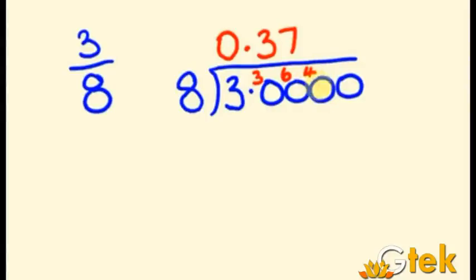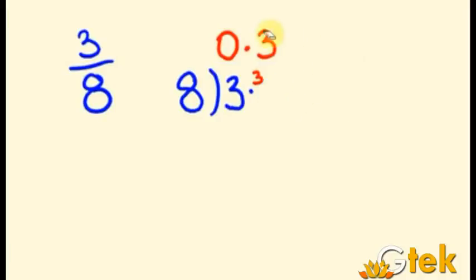Now 8 is how many times 40? 8 is 5 times 40. So it is completely divisible at this point. So the answer is 0.375, and the remaining 0 is neglected, or even if you add it over there, it doesn't give you any value. So 3 by 8 is equal to 0.375. That's the way you have to convert a fraction into a decimal.